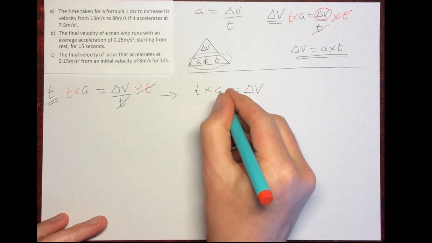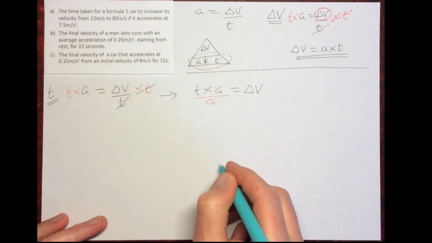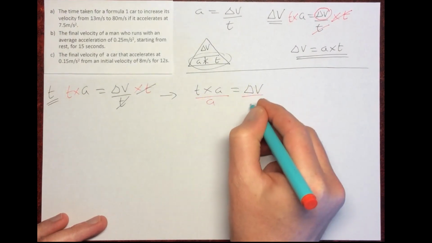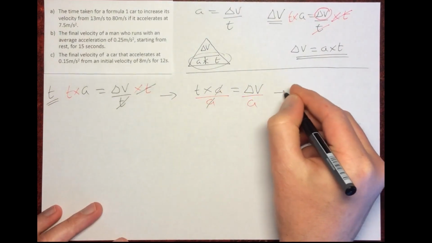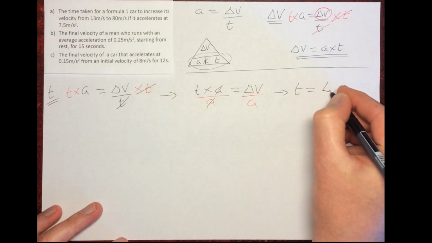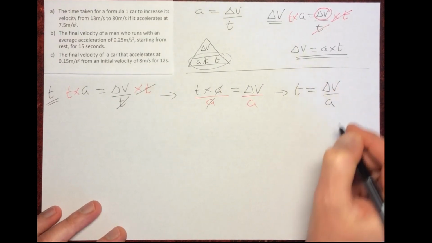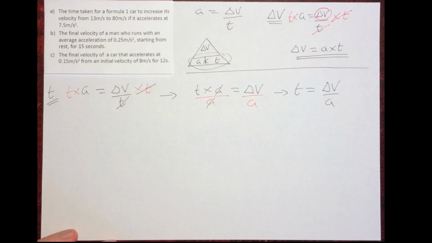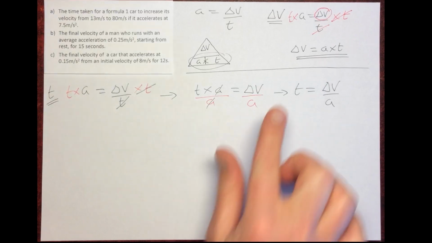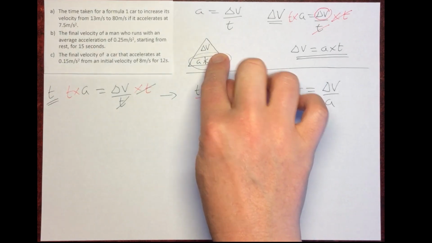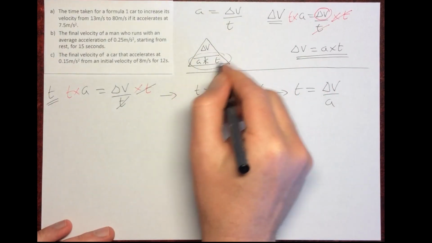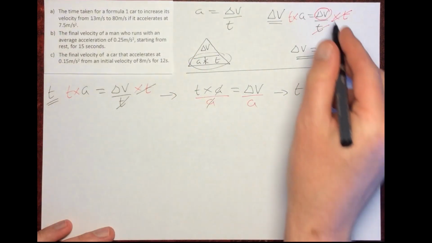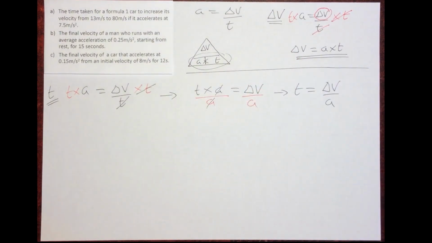Now I want to get rid of a from this side, so to do that I've got to divide that side by a. If I'm dividing that side by a, I have to divide this side by a. These two cancel out, and now I have my solution, delta v over a. But again, you can use the triangle if you want. If you want to calculate t, you cover it, and you can see that it's delta v divided by a. So using either the triangle or this way of rearranging the equation is acceptable.